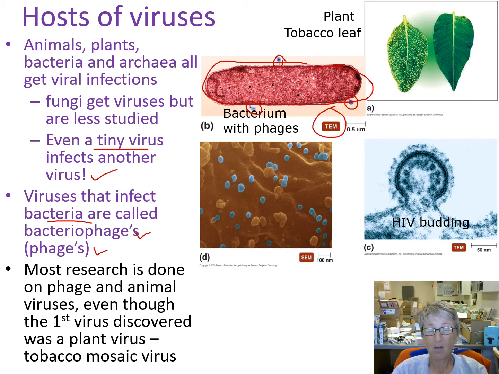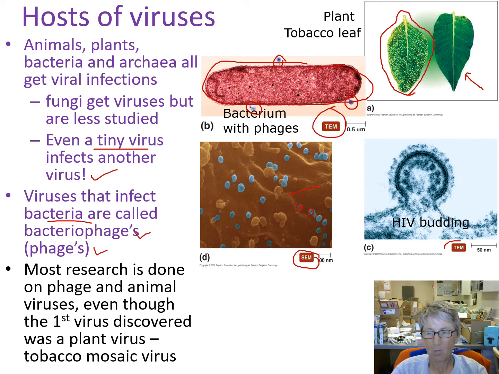The first virus ever discovered was a plant virus called tobacco mosaic virus, and here's what it looks like when a tobacco plant leaf has tobacco mosaic virus. It looks like this, and then here's a healthy tobacco leaf. Here's a scanning electron micrograph of these blue things. This is a colorized scanning electron micrograph, so these blue things are the viruses, and this brown stuff is just the tissue that the virus is infecting.